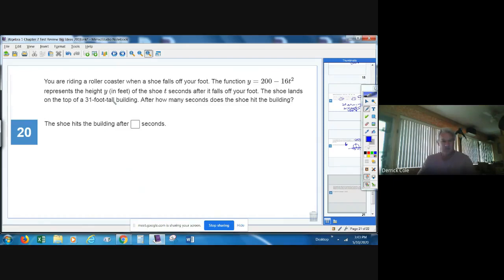All right. You're riding a roller coaster when a shoe falls off your foot. The function here represents the height of the shoe in t seconds after it falls off your foot. The shoe lands on top of a 31-foot tall building. So here, you're 200 feet up. It lands on a 31-foot tall building. How many seconds does it take? So I need to put 31 equals 200 minus 16t squared. Not 31 in for t and solve. That's not what you're doing.